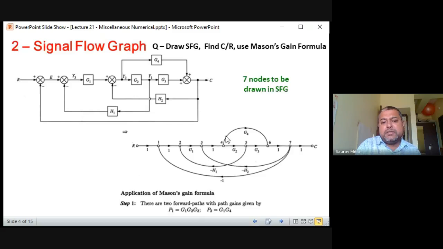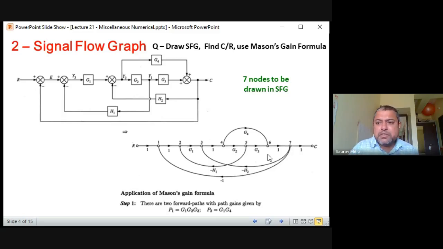After you get the signal flow graph from the block diagram, you are first supposed to find out how many forward paths are there. In this case, this is a forward path, that is G1, G2, G3. So this is the first forward path. The second forward path is just coming here and going up: G1, G4. So there are 2 forward paths.